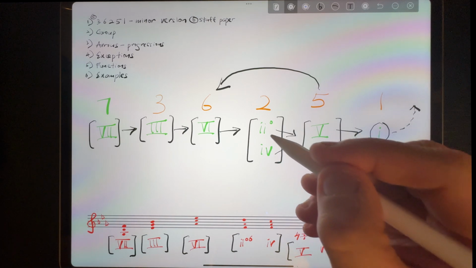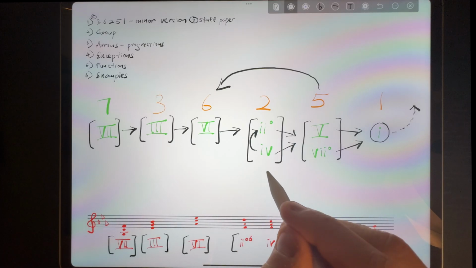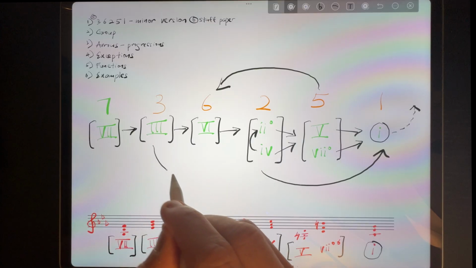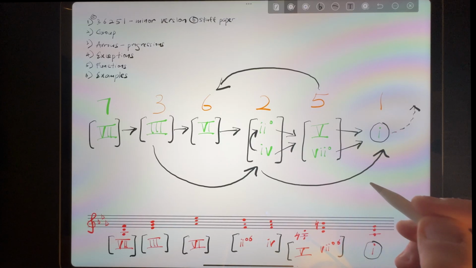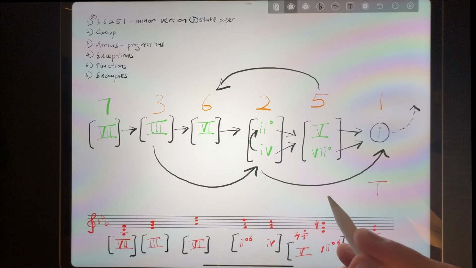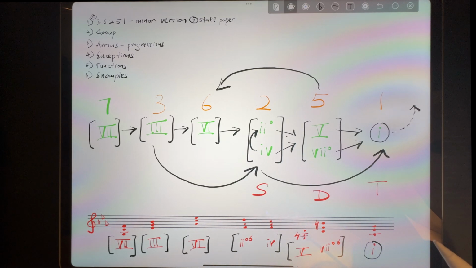And from 4 to 2, from 4 or 2 to 1, from 3 to 4. These are all of the exceptions. Now I'm going to talk about the functions. It functions the same as the major version of it. So the 1 chord would function as a tonic chord, and then the 5 and 7, they are of dominant function, and the 2 and 4, they are of subdominant function.